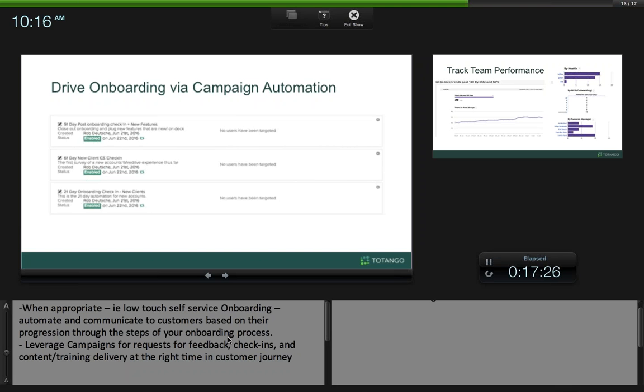You can also leverage campaigns for requests for feedback, check-ins, and any content and training delivery. So, during the right time in the customer's journey with you. So, for example, for us, at the end of onboarding, we always send an onboarding survey, and that survey comes out automatically once the particular status of a customer changes from onboarding to live. The survey is kicked out via campaign, and that's something that you can easily structure and set up as well.